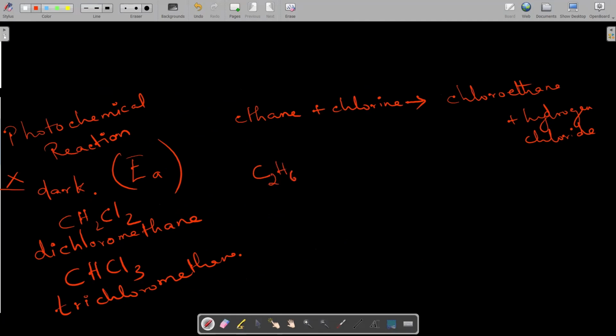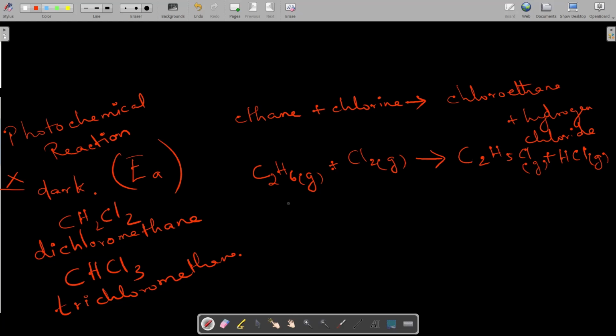So C2H6, that's a gas. When it reacts with chlorine, which is also a gas, what do you get? You will get C2H5Cl. See, one H is gone, and it reacts with the other chlorine atom to give you HCl. So this is also a gas and HCl is also a gas. The same thing will happen with butane, propane, whichever alkane it reacts with.